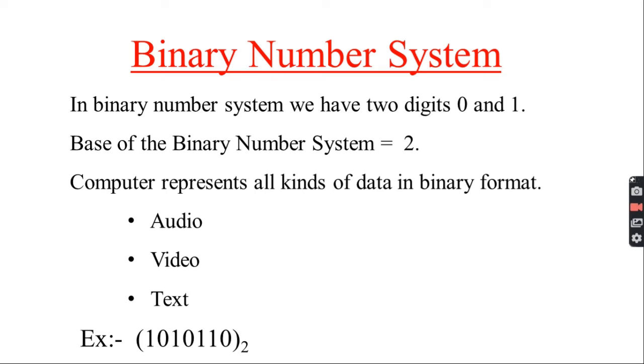So here we have an example of binary data. In this example, this number or this data or this information has only ones and zeros. Except 1 and 0, we don't have any other number. Here this 2 represents the base of this binary number system, that is 2. And the base is also called the radix. So we can say the base or radix of the binary number system is 2.